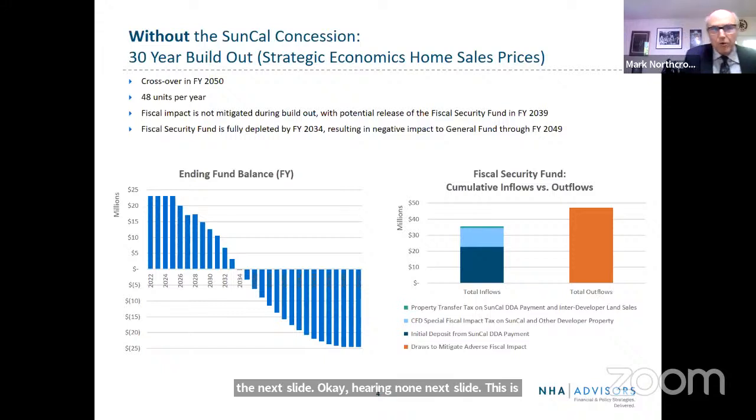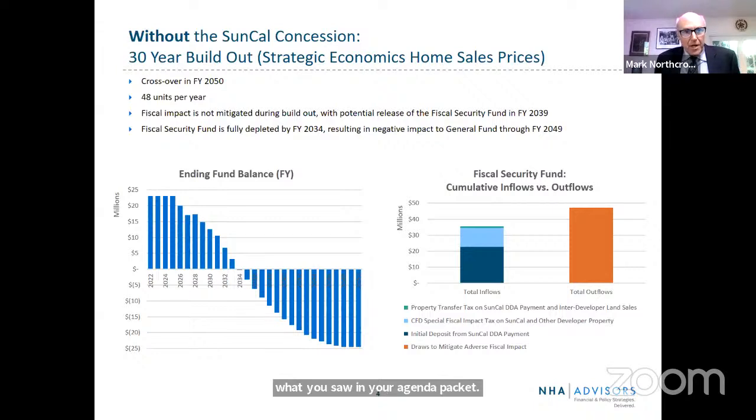This is what you saw in your agenda packet. You see the graph on the left. With the 22.5 million in a reserve, we're above the line until that money is wiped out, which it would be, and then it goes negative and stays negative. So there you have it. That's the negative fiscal impact slide without the SunCal concession. So I'm going to go to the next slide unless someone has some questions.